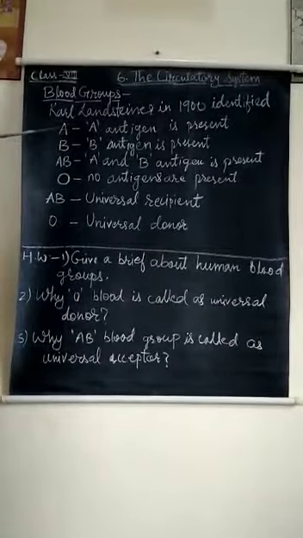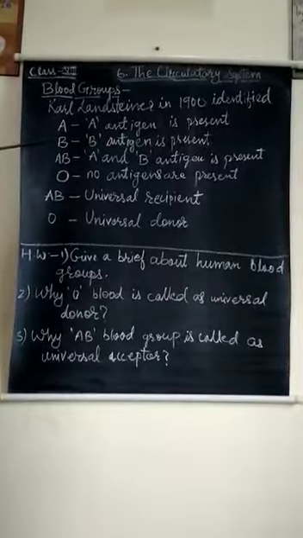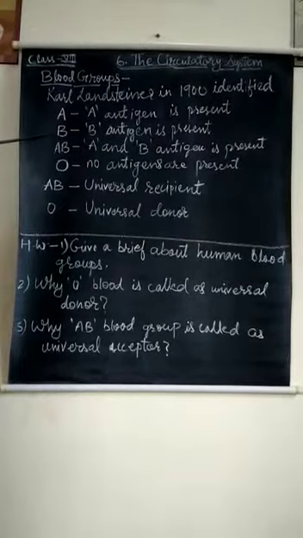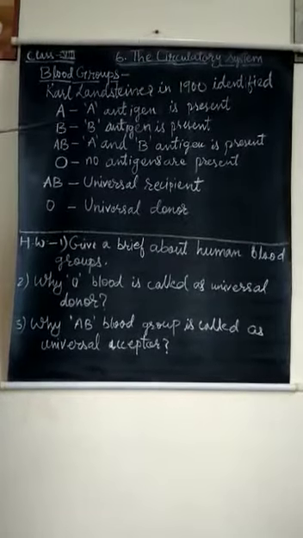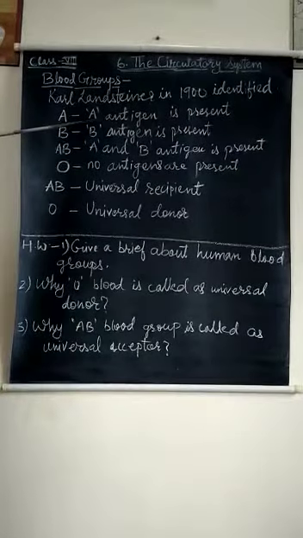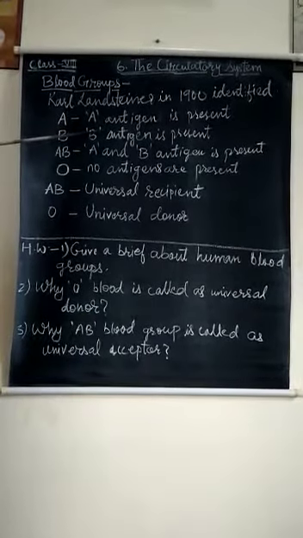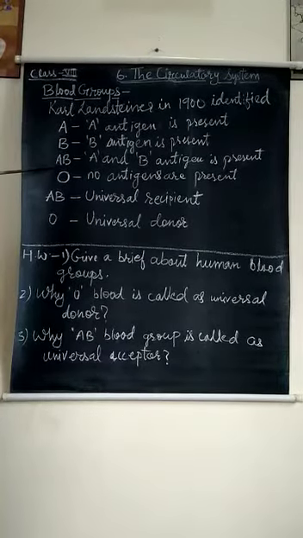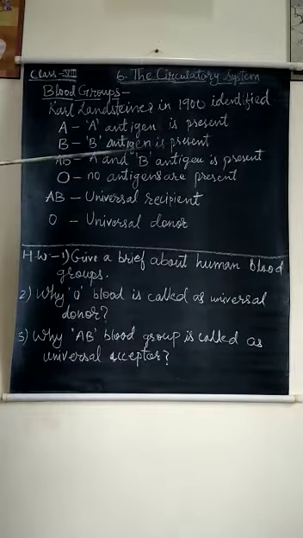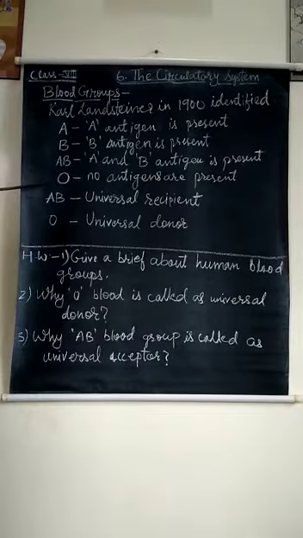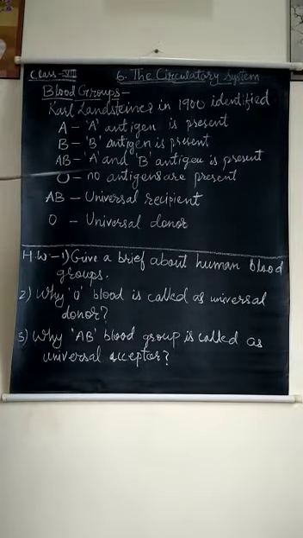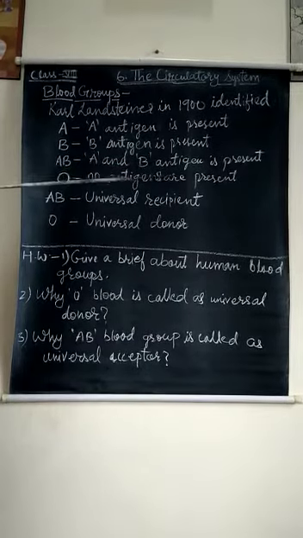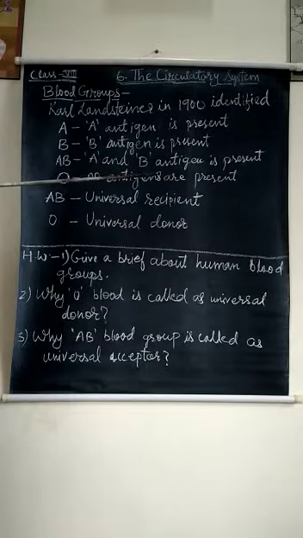In the same way, the blood group will be considered as B if the antigen B is present on RBC cells. In the same way, AB if both A and B antigens are present. And in blood group O, there are no antigens present on the surface of RBC cells.